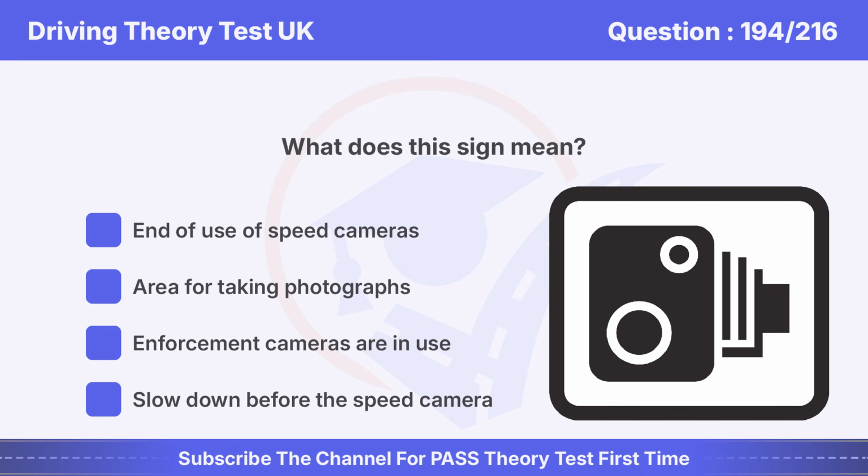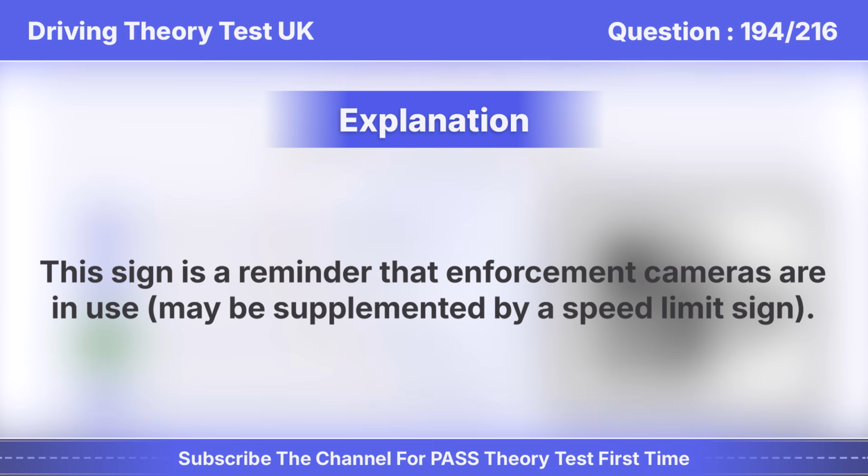Question 194. What does this sign mean? Answer is C. Enforcement cameras are in use. This sign is a reminder that enforcement cameras are in use, may be supplemented by a speed limit sign.